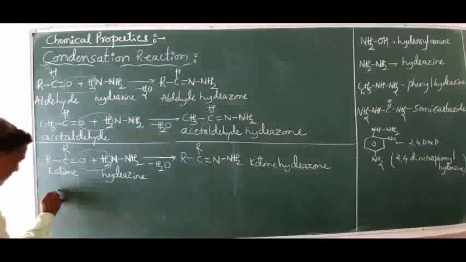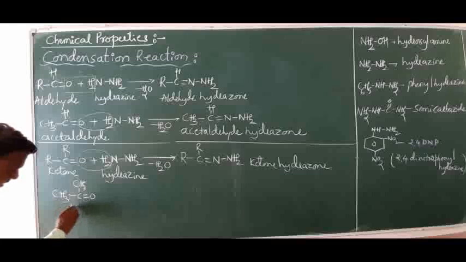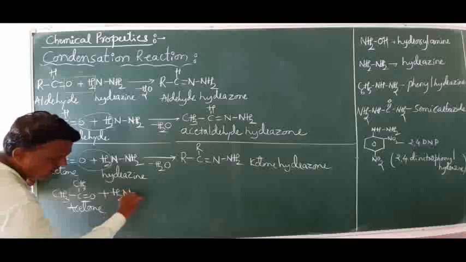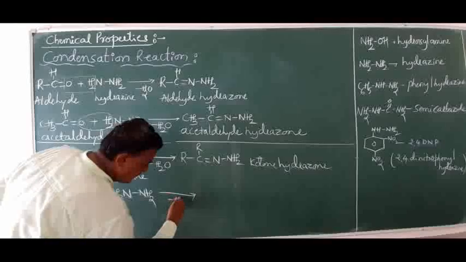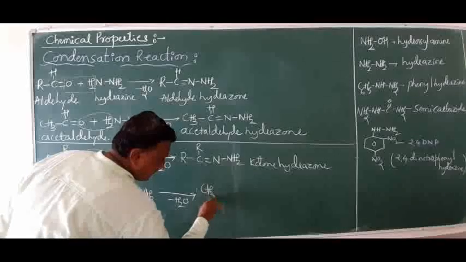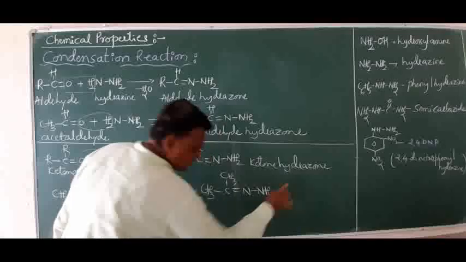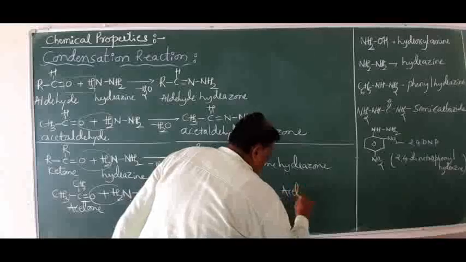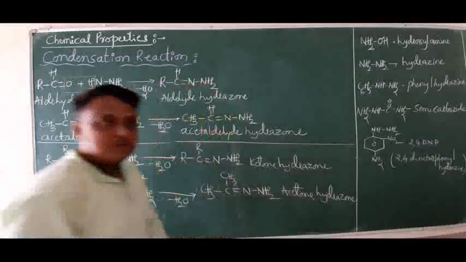With an example, can you practice? This is your CH3 double bond O, named acetone. It reacts with H2NNH2 with loss of water. CH3, CH3, double bond NNH2. Condensation is finished. Acetone hydrazone. This is the second reaction.